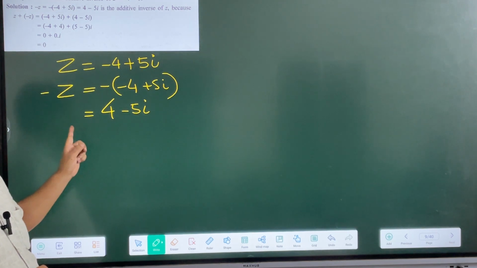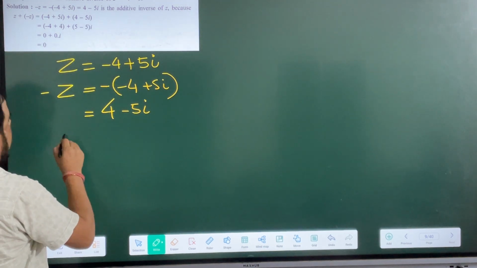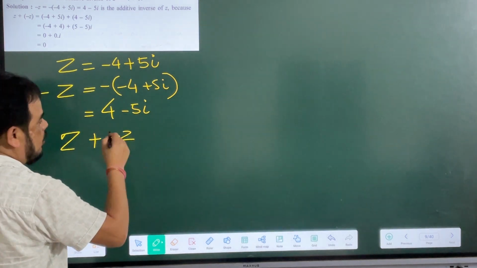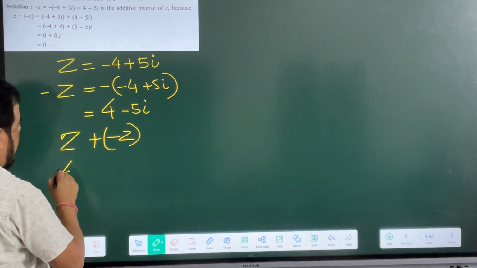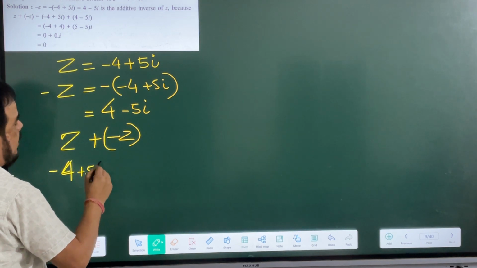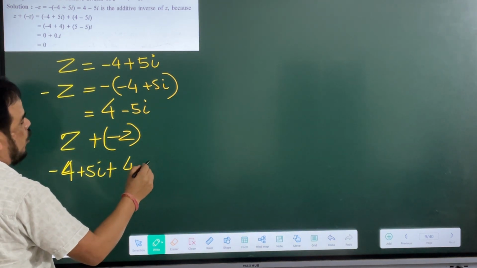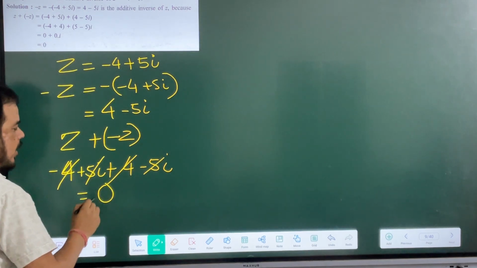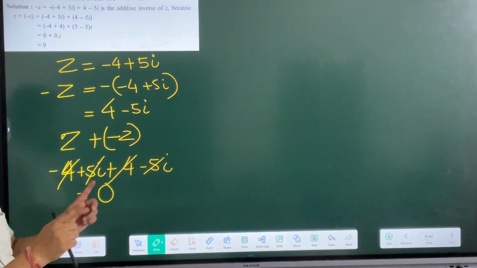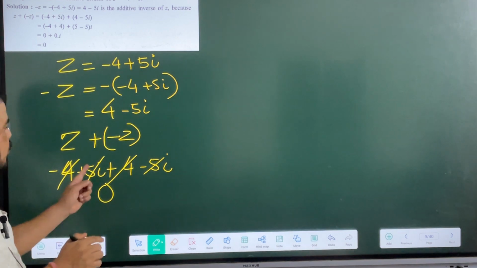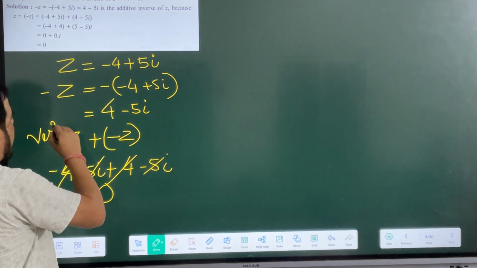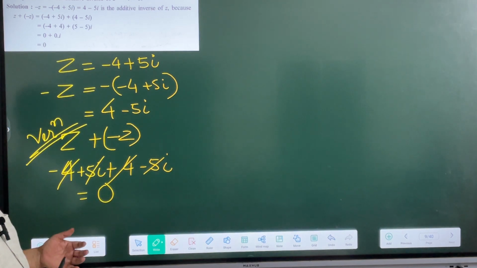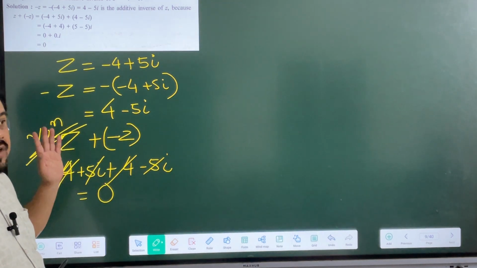But to check whether it is correct, if we add z and minus z, we must get 0. So z is minus 4 plus 5i, and minus z is 4 minus 5i. So this cancels and we get 0. Additive inverse means the sum of both complex numbers must be 0. This is verification only. This is not required for the exam. This is for us, so that we are satisfied that the sum is done correctly.